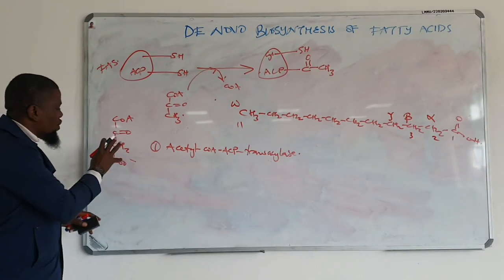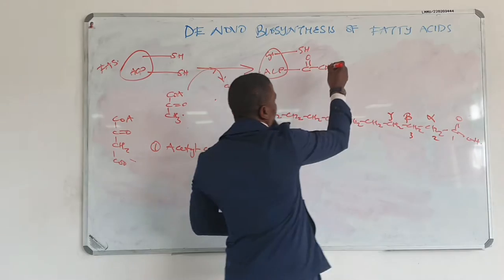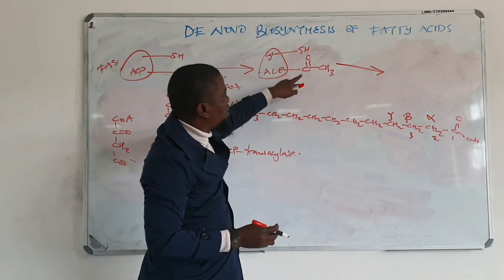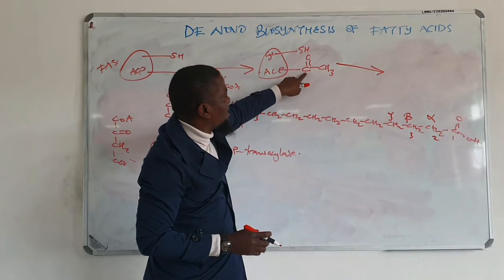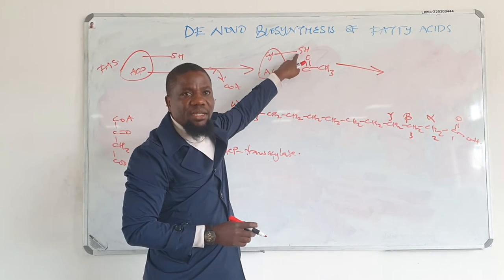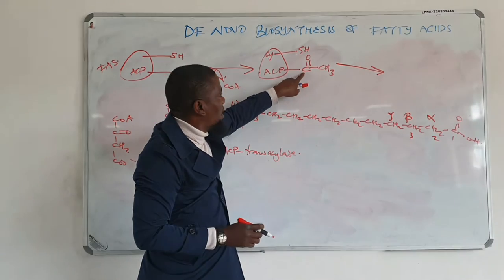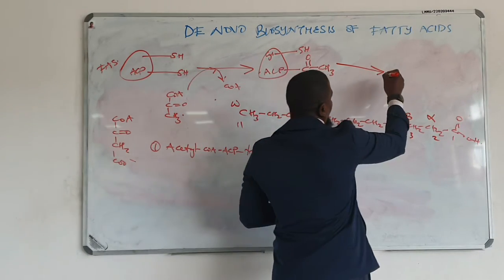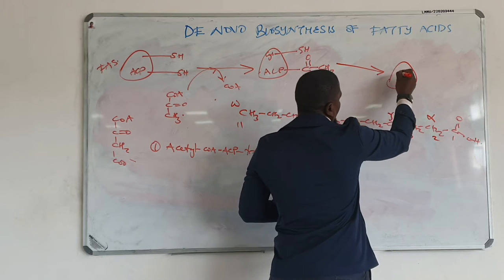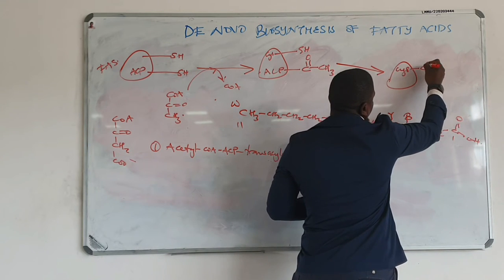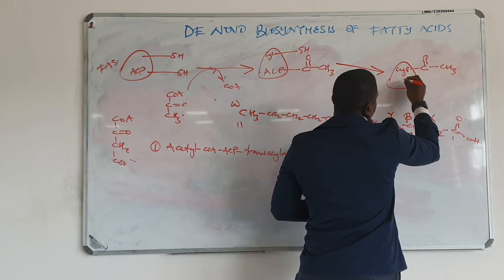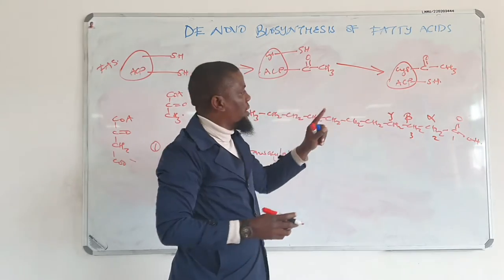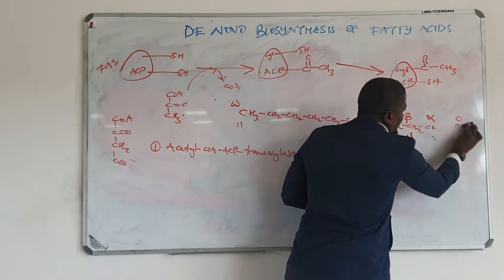The next reaction, your malonyl CoA will be added. The next reaction you have to notice is that this acetyl group would move to the temporary holding site. It will move from the acyl carrier protein to the temporary holding site, so that this part is free. CH3, this acyl carrier protein, SH. So that becomes free.